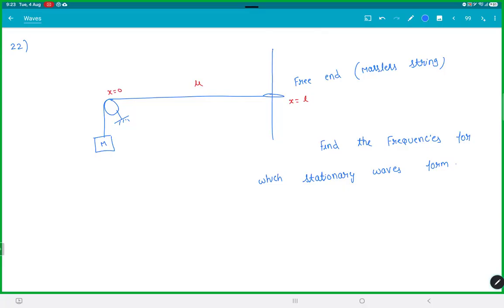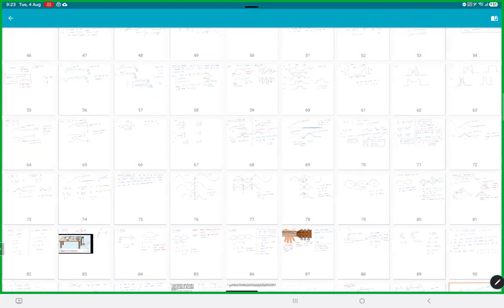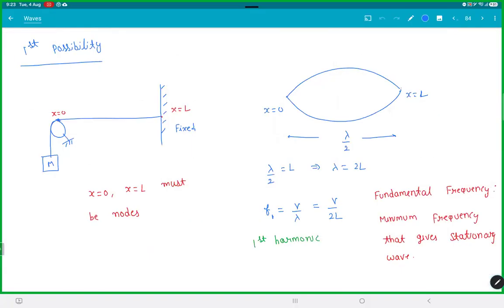So again, if you go back to the story of the sonometer, right? How did we start the whole game? Look at the story, how we did that. So in this sonometer, the only condition is the left side has to be a node, right side has to be a node. And then we said, as long as these two are nodes, you can do whatever you want. Then we said the first possibility, we can have one loop.